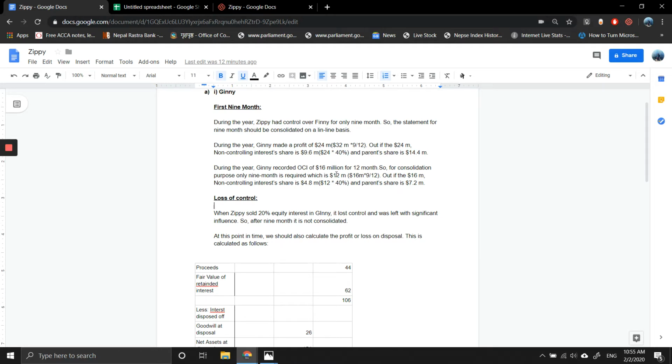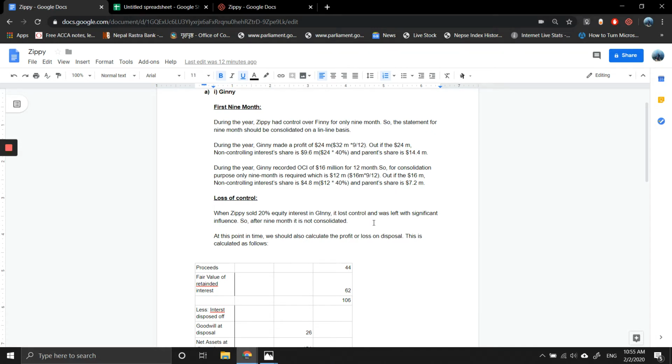So after that date, it has lost control and was only left with significant influence, okay? The question already says that we don't need to determine this. Otherwise, if we were to determine control, there are a few criteria that we need to remember. What are they? I've been talking about it since a long period of time. You might comment down as well.